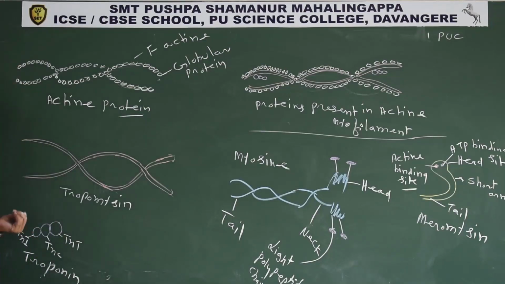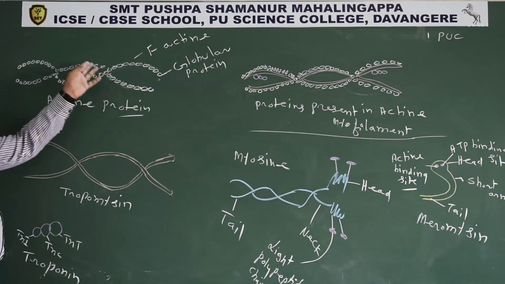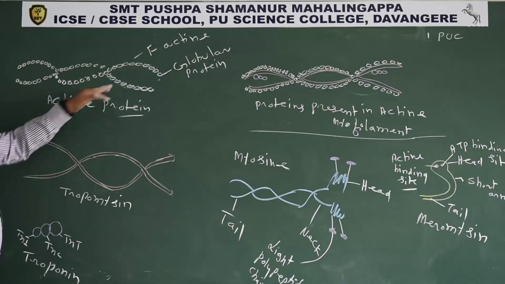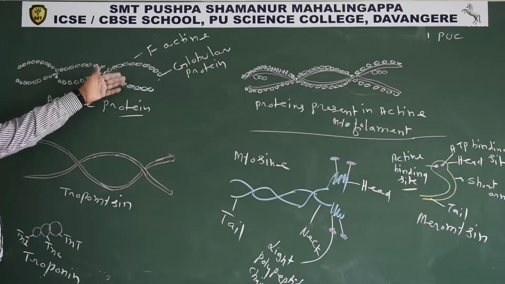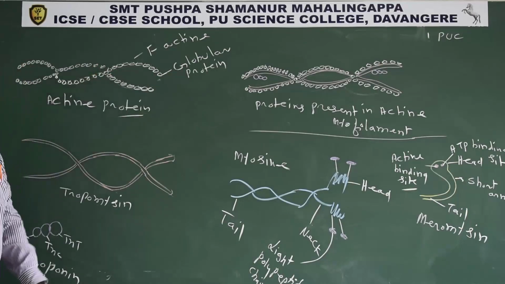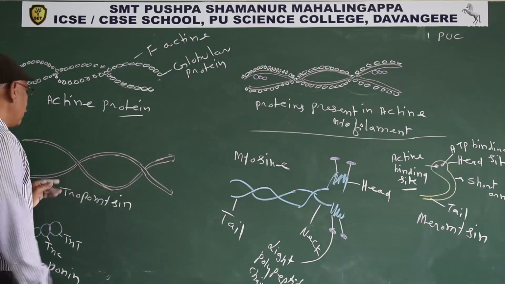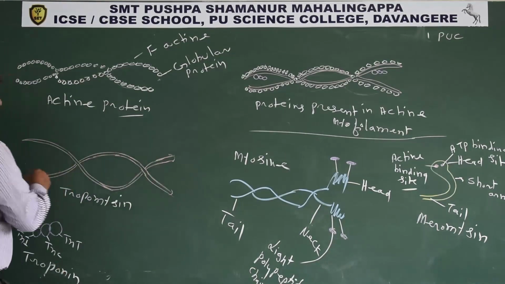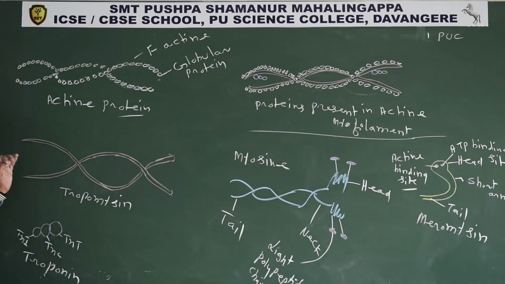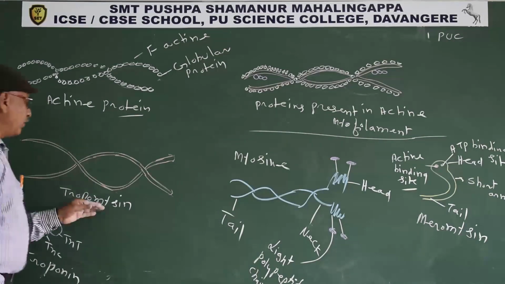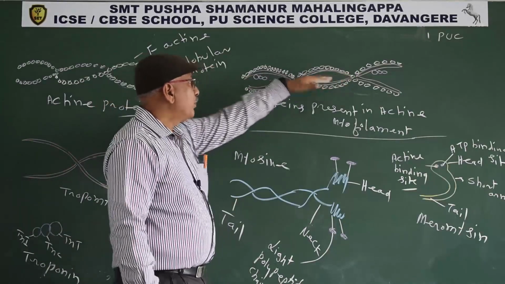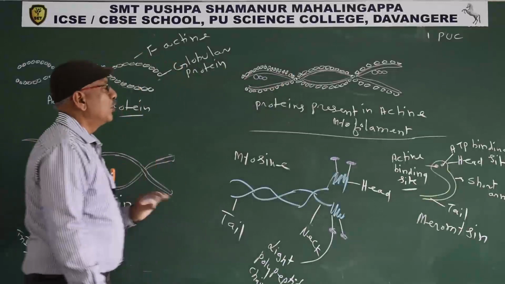So actin protein contains two filamentous actins. Each filamentous actin is a polymer. It contains several monomers. These monomers are globular proteins. Globular protein means a circular protein. Next one, tropomyosin. Like actin protein, tropomyosin also contains two filamentous strands. The two filamentous strands of tropomyosin are attached throughout the length of the actin protein.